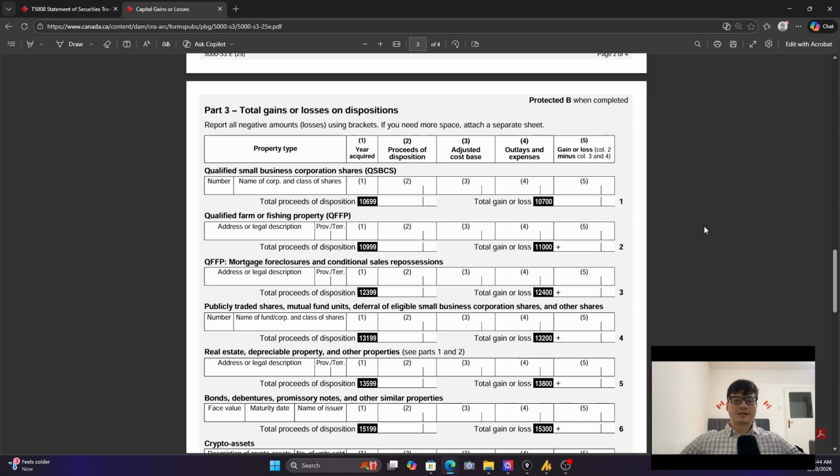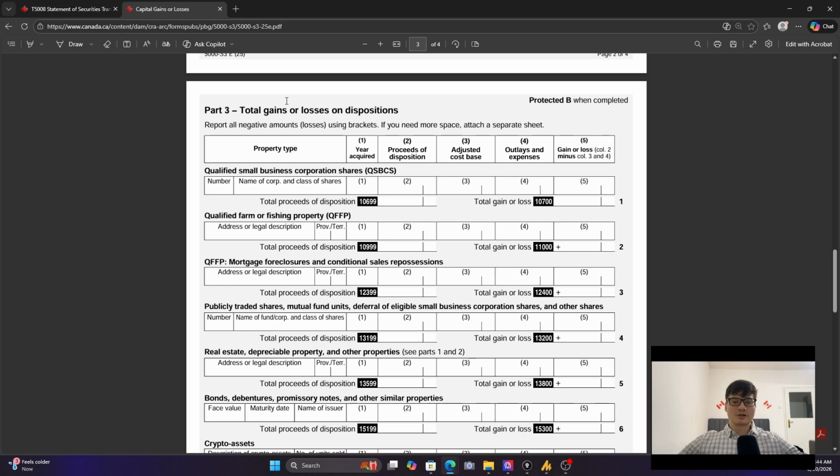So we're taking a look at what a capital gain is and how we calculate it. If you look at the Schedule 3 form, you can see your proceeds of disposition, your adjusted cost base or ACB, your outlays and expenses, and your net capital gain or loss. Okay, so what is proceeds of disposition? Your proceeds of disposition is how much you end up selling your stocks for.